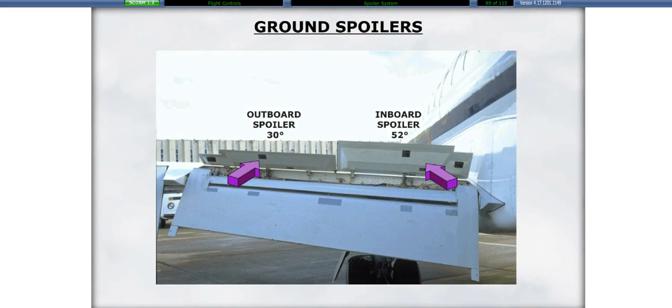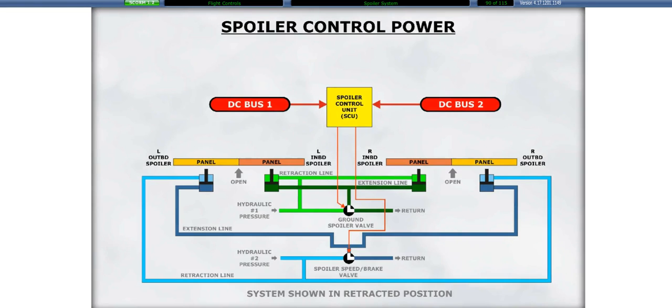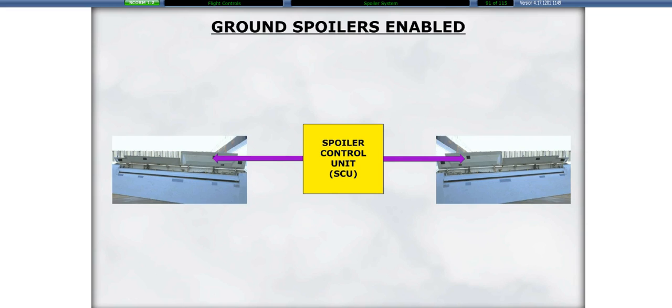The ground spoiler system uses all 4 panels. When open, the outboard spoilers extend 30 degrees and the inboard spoilers extend 52 degrees. The ground spoiler system requires power from DC bus number 1 and DC bus number 2. The ground spoiler system will not be available in the event of an electrical emergency. The ground spoiler system is automatic.